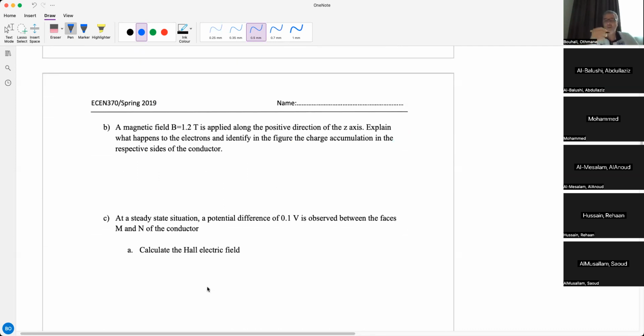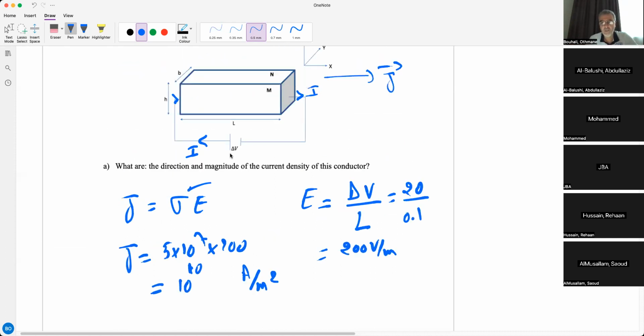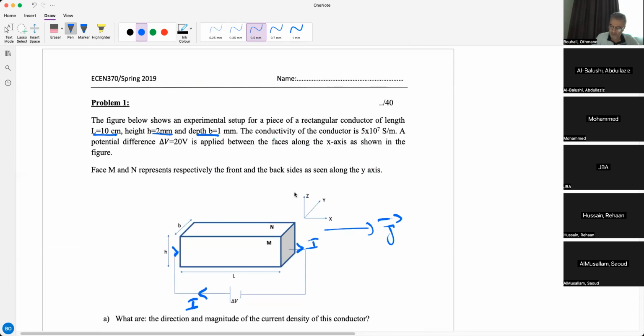In this kind of question, when you answer, please indicate what is happening in the figure itself. A magnetic field is applied along the positive direction of the z-axis. What is required from you? Explain what happens to the electrons and identify in the figure the charge accumulation in the respective sides of the conductor. Now, let's first draw the magnetic field. The magnetic field is along the z-axis. So this is the magnetic field, right?